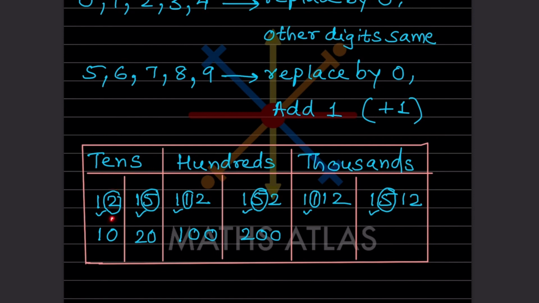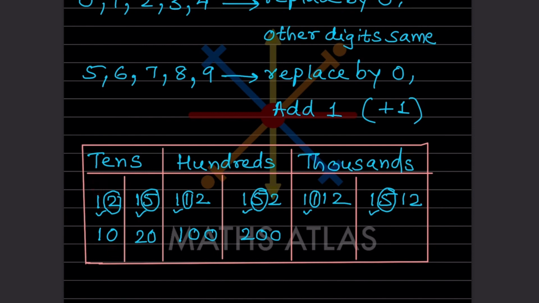Whenever the ones place number can be like 0, 1, 2, 3, 4, that is, if it is 10 or 11 or 12 or 13 or 14, what you have to do is replace the number in the ones place by 0, and keep the tens digit the same. So what did I say? Replace by 0, and the other digits are the same. Here 1 remains the same. Whatever is in the ones part, you have replaced by 0, and the tens part remains the same.